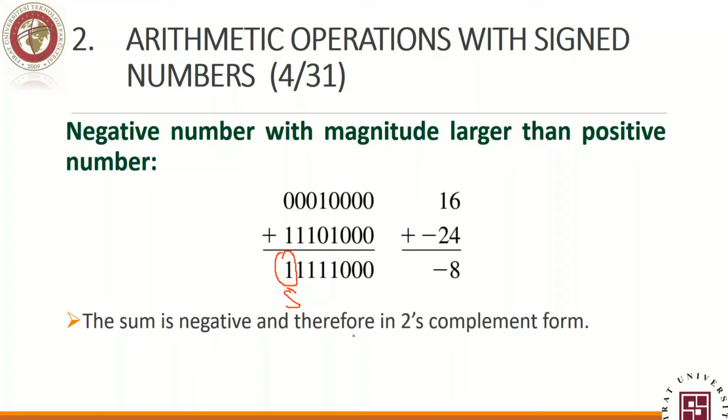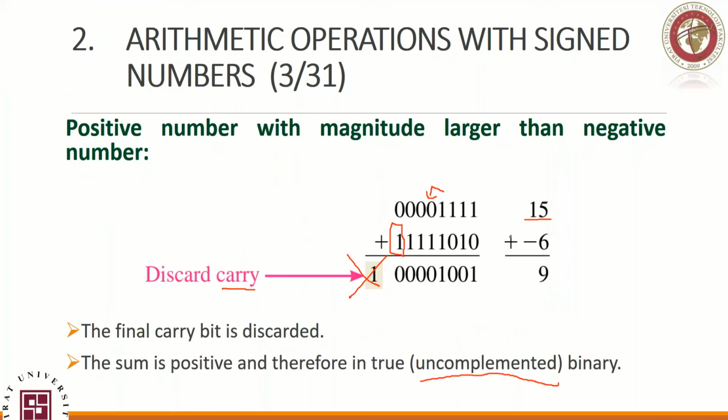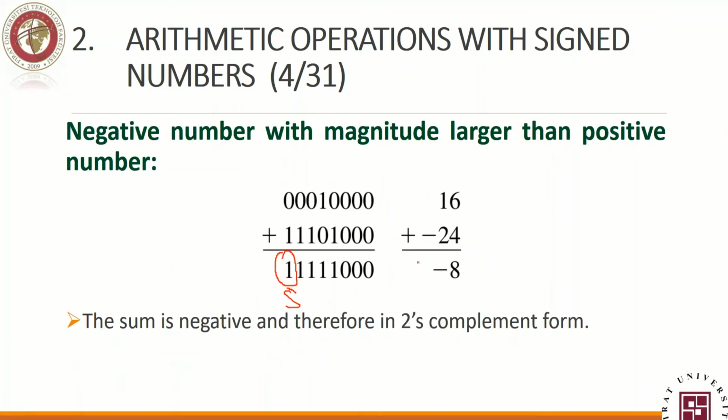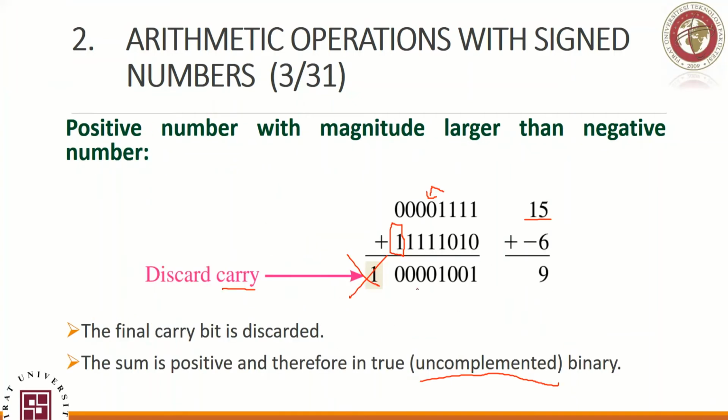Originally, these two numbers are in their own uncomplemented form. However, if the outcome is negative, it is represented by the 2's complement. The computer will understand that it is in the 2's complement. So this is important. Now look at this. The outcome of the positive will remain positive. We will discard the carry, and it remains in the true uncomplemented binary form.